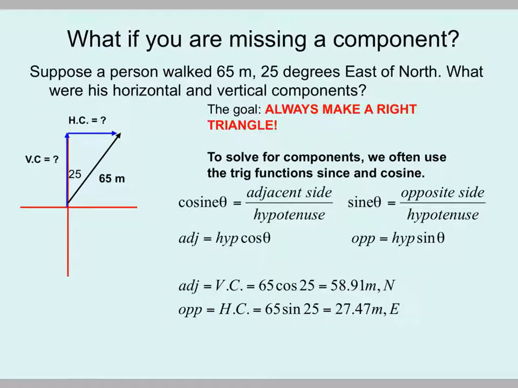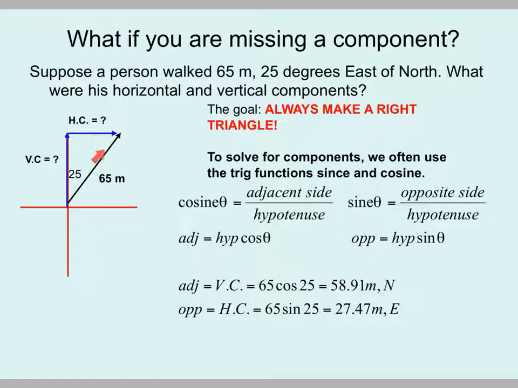Now let's look at another example. What if we're missing the components and we just have the magnitude and the direction? Suppose we have a person that walks 65 meters, 25 degrees east of north, and we want to find out what were the horizontal and the vertical components. So what we're going to do is draw this out as our 65 meters, and this was 25 degrees, and our goal is to make a right triangle.